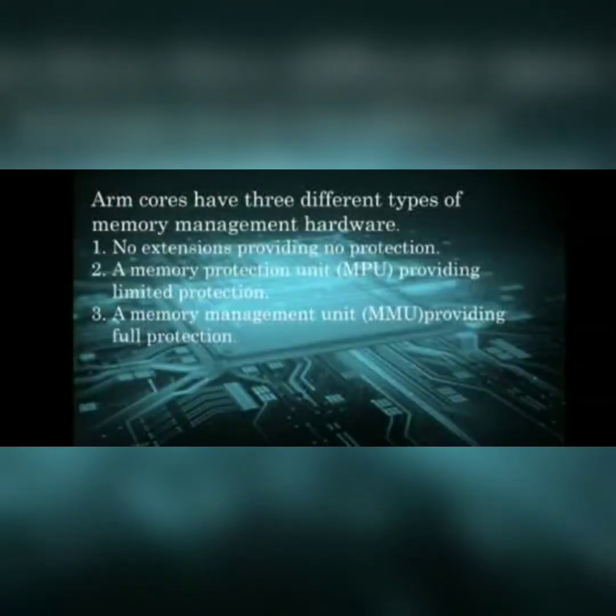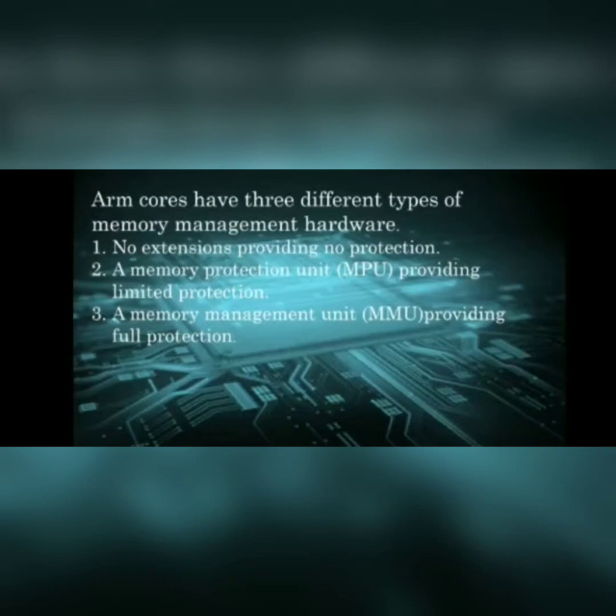Myself Harshita. Now I am explaining about the three types of memory management hardware. ARM cores have three different types of memory management hardware components that can be attached to the main memory. First one, no extension providing no protection. Second one, a memory protection unit MPU providing limited protection. Third one, a memory management unit MMU providing full protection.